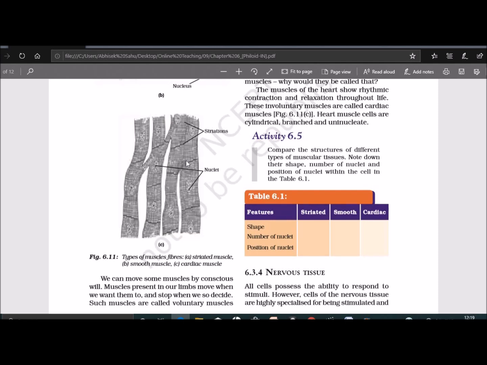The third one is the cardiac muscle. The cells are branched, cylindrical, striated, and uninucleated. It is present in the heart, and its function is the rhythmic contraction that helps to pump the blood to various parts of the body.